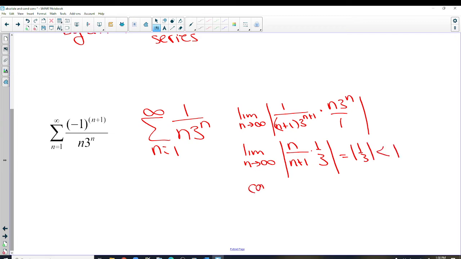So it converges absolutely by the ratio test. Now we don't have to go back to the original. If it converges absolutely, the original converges. No problem.